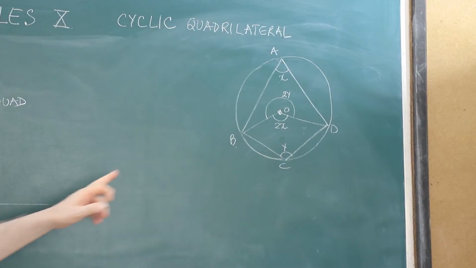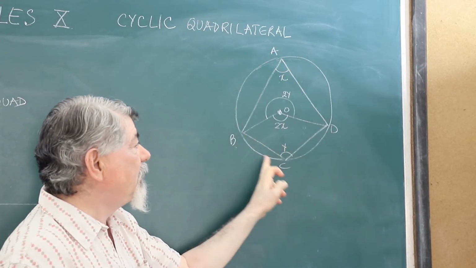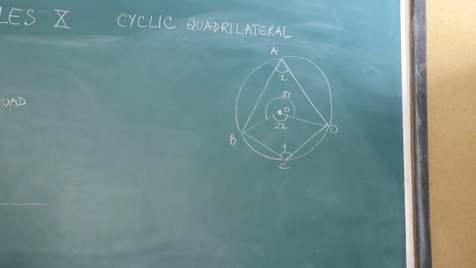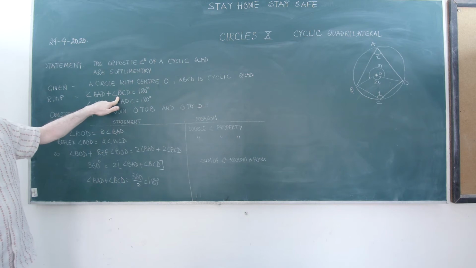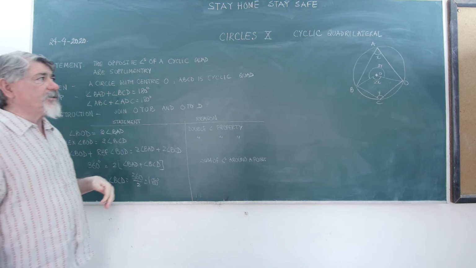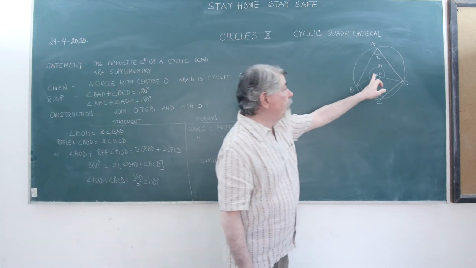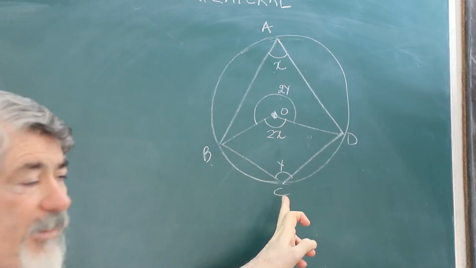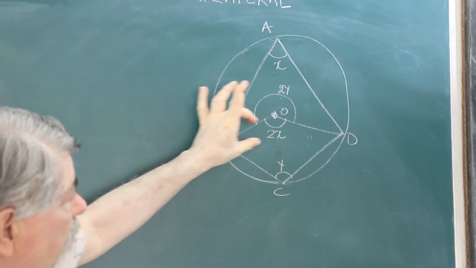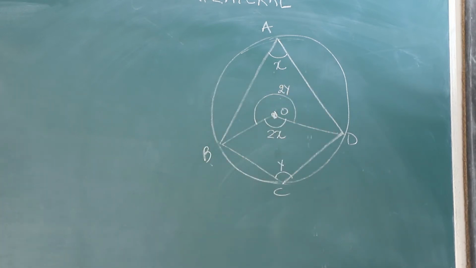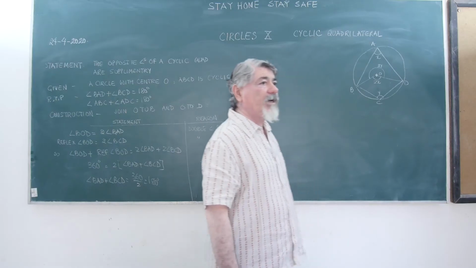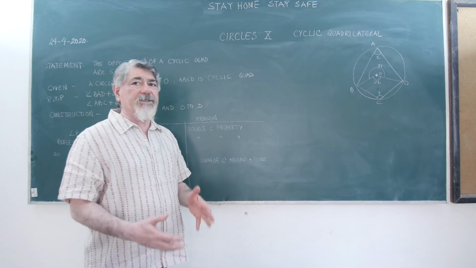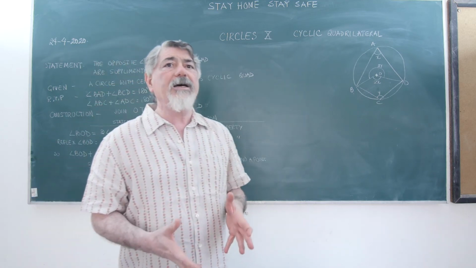And BAD and BCD are opposite angles of cyclic quadrilateral, and we had to prove BAD plus BCD is equal to 180 degree. In similar fashion, I can join O to A and O to C, and we can prove that angle B plus angle D will be 180 degree. So the opposite angles of a cyclic quadrilateral are supplementary.